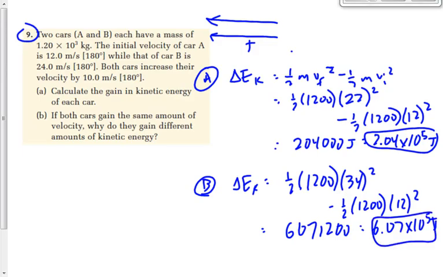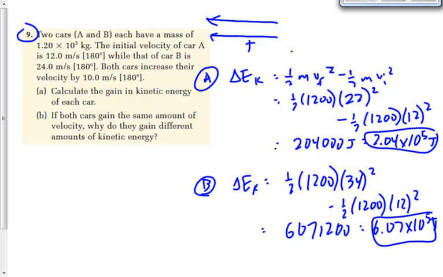If both cars gain the same amount of velocity, why do they gain different amounts of kinetic energy? There's the challenge question in this. Can anybody answer that one for me? Take a look at the equations. Why do they gain different amounts of kinetic energy, even though they gain the same amount of speed? Laura, why do we have different amounts of kinetic energy gained, even though it's the same speed gained?